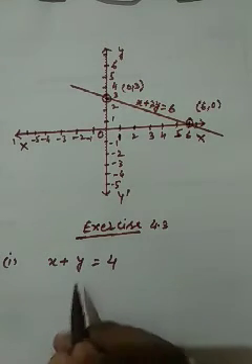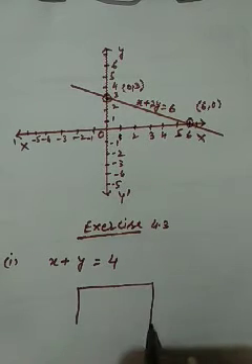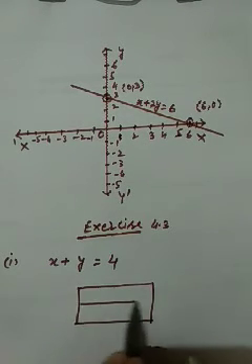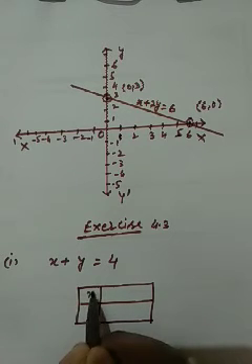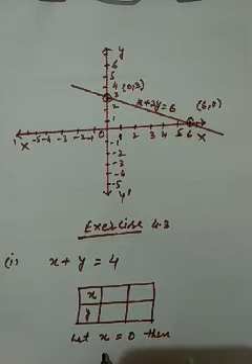Now again we have to draw a table in which we have to take the two values x, y. So first of all let x is equal to 0. Okay, then put in the equation 0 plus y is equal to 4. y is equal to 4. Okay, if x is 0 then y is equal to 4.